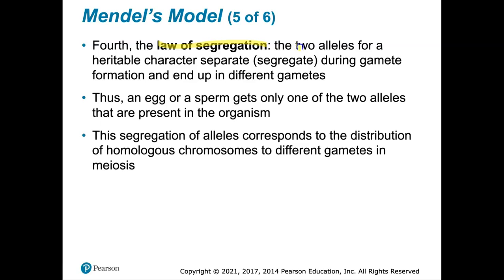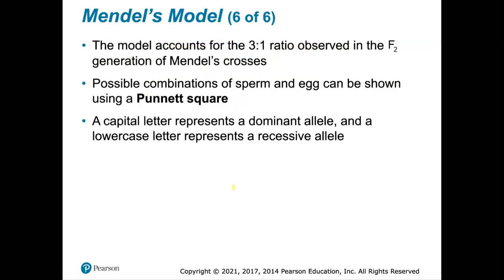So the two alleles for a trait, a heritable character or a trait, separate or segregate during gamete formation. So the egg or the sperm gets only one of the two alleles. And then the egg and the sperm give one allele to the offspring, and the offspring will end up with two alleles for the trait, one that came from the sperm, one that came from the egg.